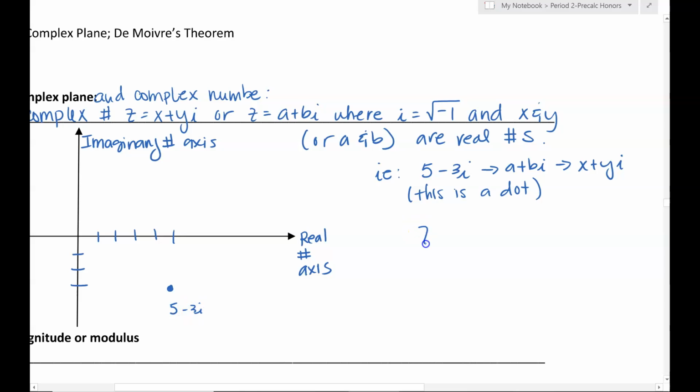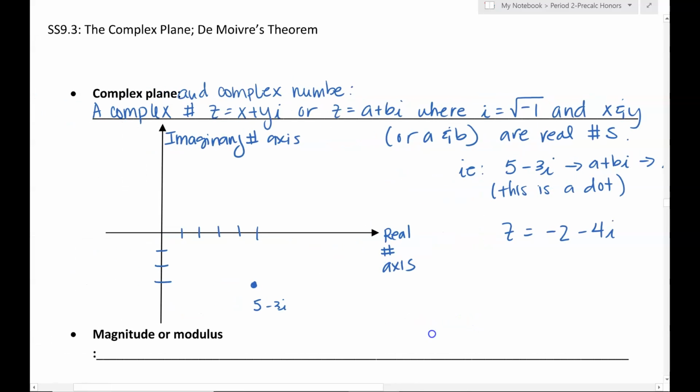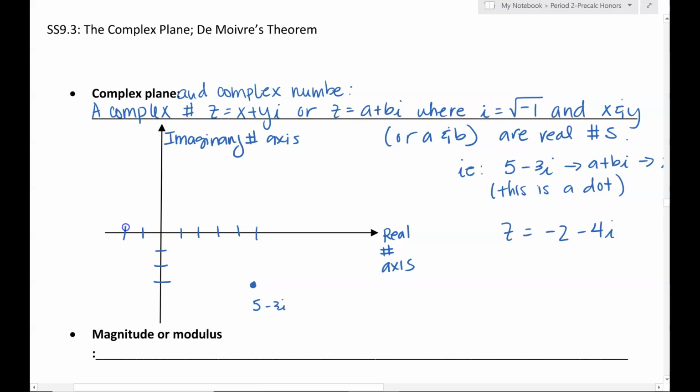Now whenever you see this, z equals -2 minus 4i, or z equals positive 10 plus 100i, it doesn't really matter. So if you see this, it is something like this. So we are still going on the real axis -2, then we'll go down 4, so we'll do this one. So this is your z, just like that. Or you can write z equals -2 minus 4i, or you can just use a z.